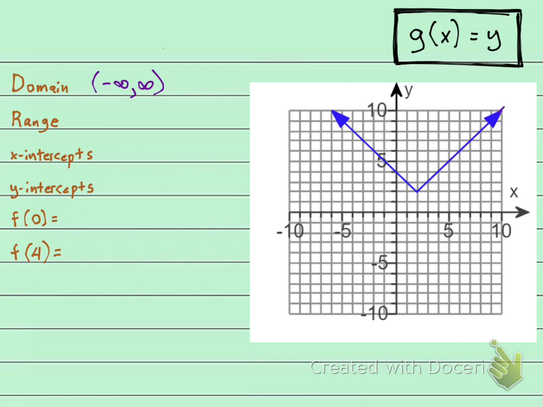Okay, we're going to assume it's all real numbers. And this graph never stops going to the right. Even though it's going up, it's still going to the right. So as far as I go to the right, I will be able to look up and find a value. Same thing, as far as I go to the left, I'll be able to look up and find a value. All right, so what is the range?